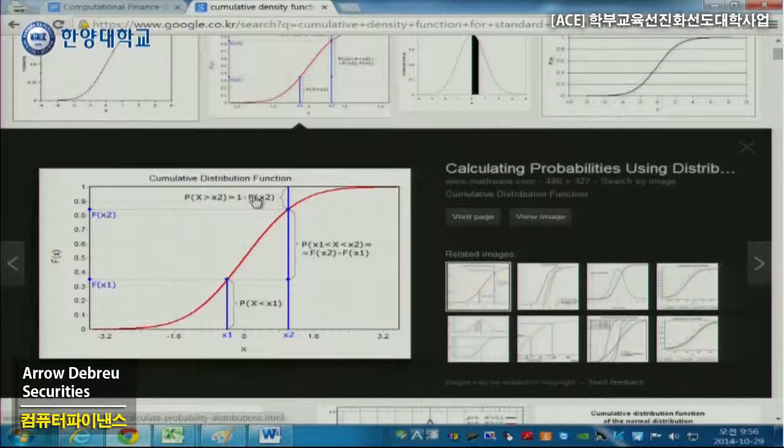So it is 1 minus F(x2). F is the cumulative distribution function, this is large F. Now another interesting one is actually this one, the length of this segment. This one is the probability that something is less than x1, and this is the probability that something is greater than x2. Therefore, the length of this segment should be the probability that a random number is between x1 and x2, right?